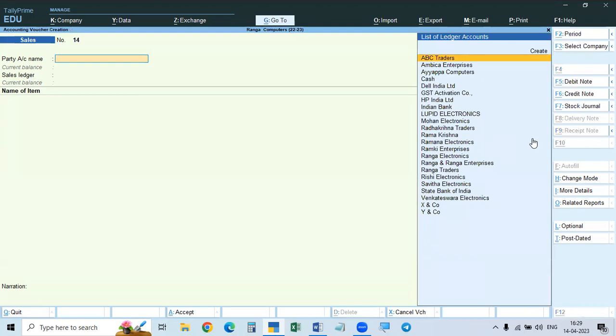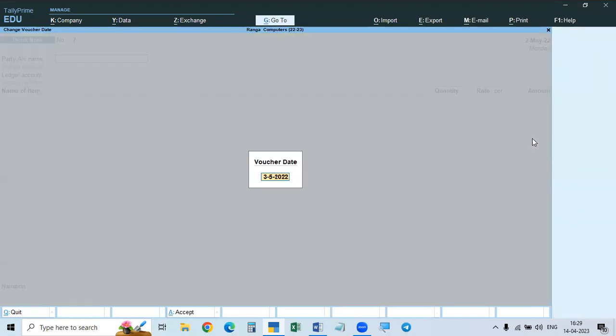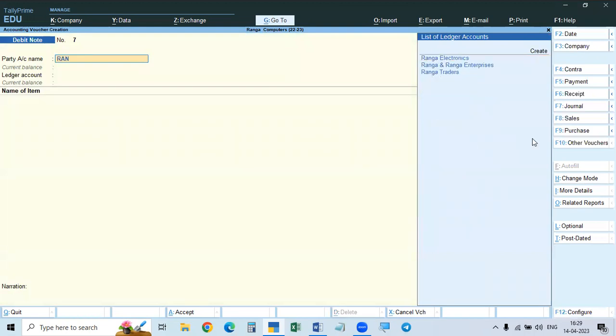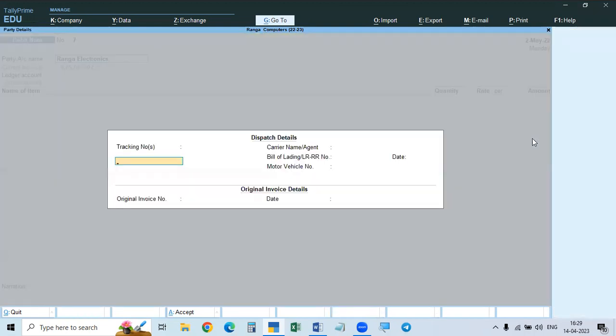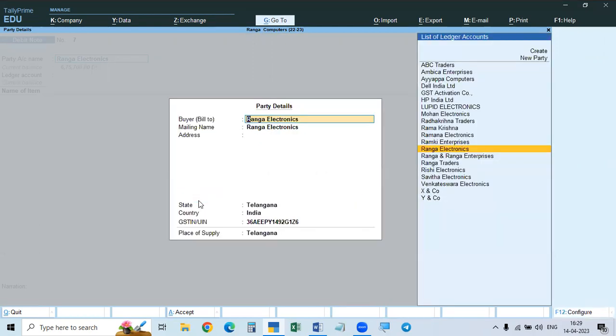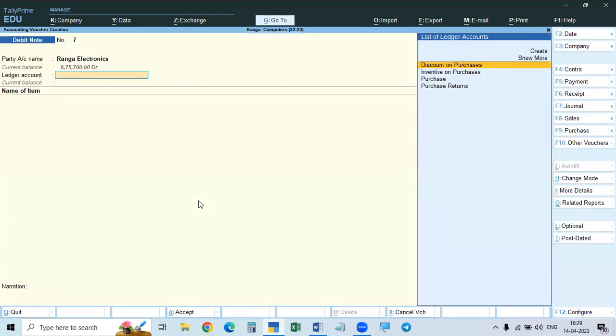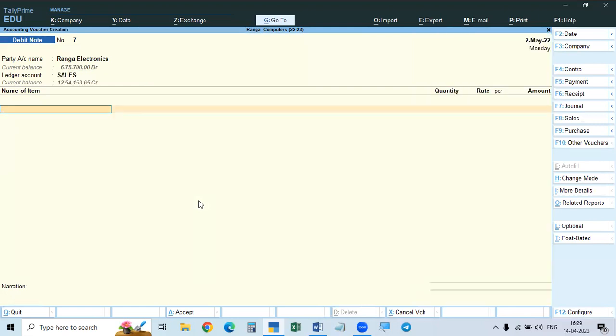Voucher, Alt F5, debit note. Date 2nd May. We'll take Ranga Electronics, and here the bill number is 13, date is 15. We are entering on the 2nd May. Save this, and here also we have to take only sales. Take sales here and Sony TV, and here also the same thing like previously.